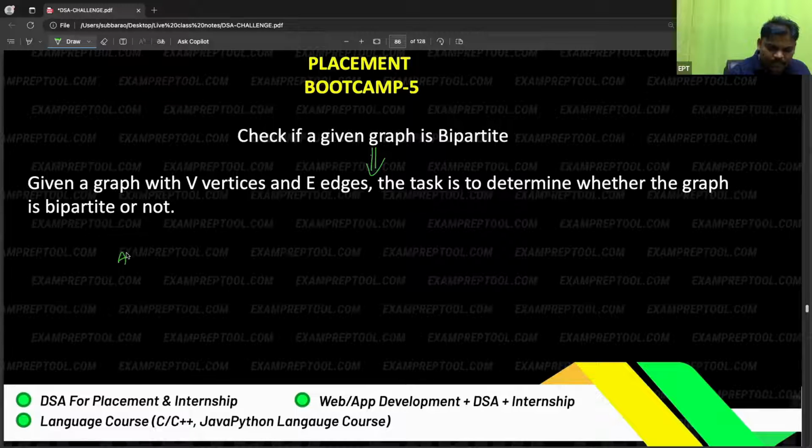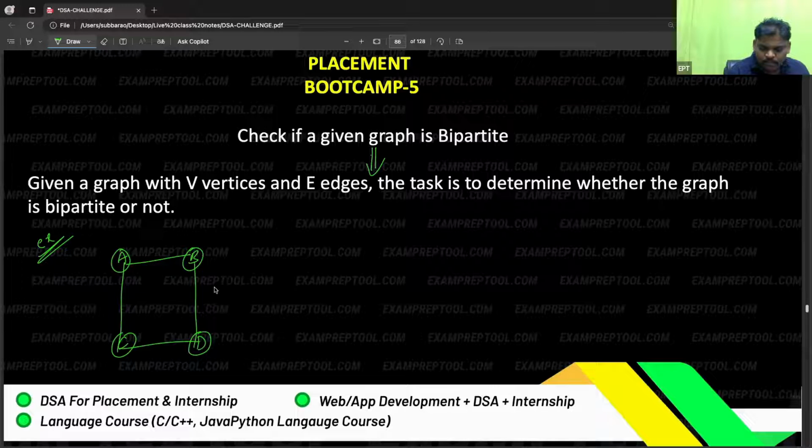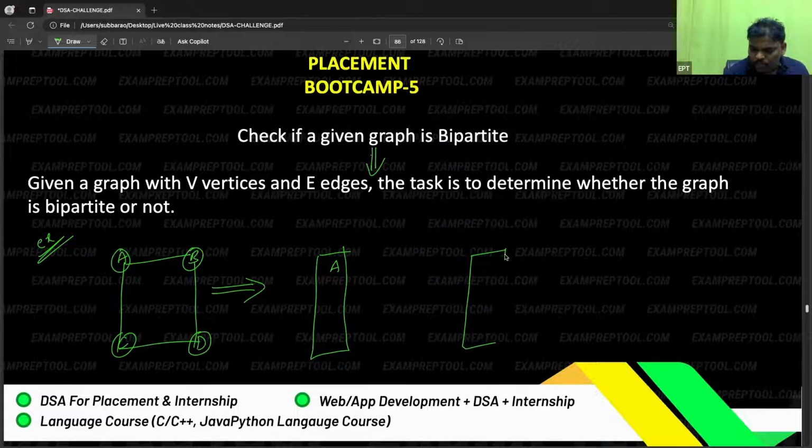Let me explain. One example I'm taking: A, B, C, D. What is the algorithm? Afterwards we will see. First of all, what is bipartite? So this graph, is it bipartite or not? Let me check. The meaning of bipartite is, you have to divide the given graph into two parts. So you start from anywhere. Let us assume that I started with A. Start with any vertex, whatever vertex you want.